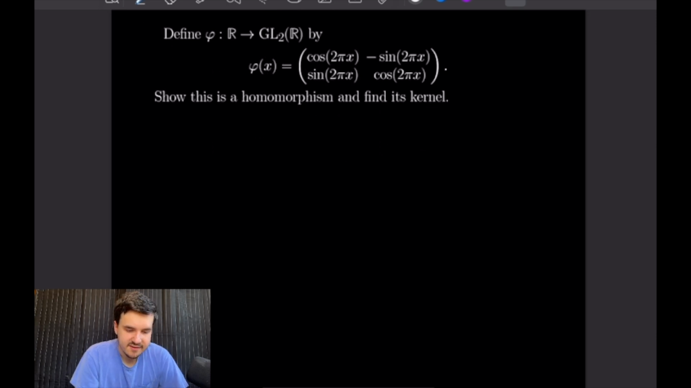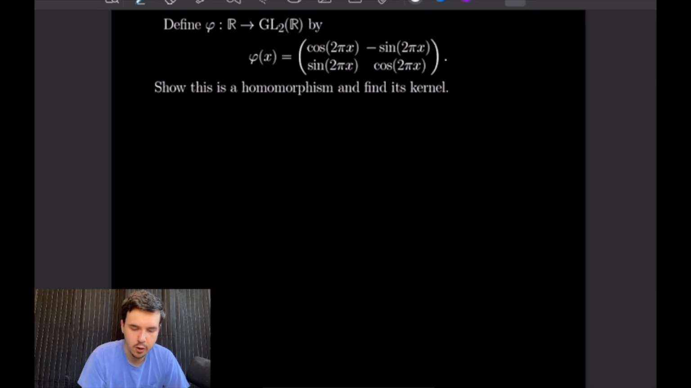So for this one, we want to consider the following, where we've defined a phi which comes from the group of reals with the operation of addition, and it is mapped to GL2 with real inputs, which has the operation of multiplication, and it's given by phi of x is equal to the following 2 by 2 matrix, where we have the entries as follows. We have cosine of 2 pi x, minus sine of 2 pi x, sine of 2 pi x, and cosine of 2 pi x. So first we want to show that this is a homomorphism, and then we want to find its kernel. So let's start by proving that this is a homomorphism.